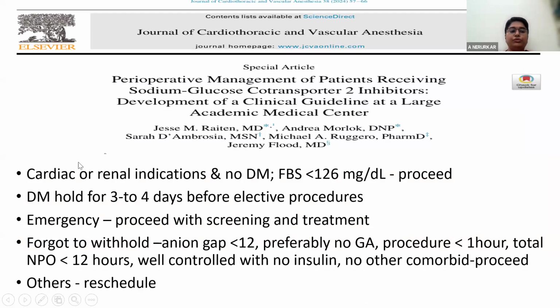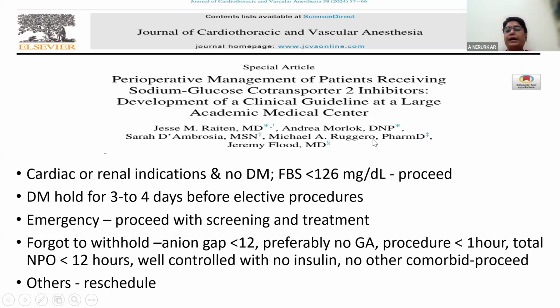So what they decided was that for patients in whom SGLT2 inhibitors are given for cardiac or renal indication and they have no diabetes, if their fasting blood sugars are less than 126, they will proceed without stopping the SGLT2 inhibitor. However, if the patient is diabetic, then they will withhold for 3 to 4 days before elective procedure. Emergency, again, proceed with screening and treatment.